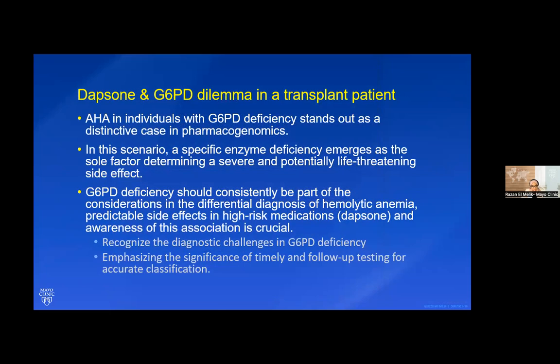So, the Dapsone and G6PD dilemma in transplant patients. As you can see, acute hemolytic anemia complications, although identified 80 years ago, still stand out as a distinctive case in pharmacogenomics. In this scenario, a specific enzyme deficiency emerges as the sole factor determining a severe and potentially life-threatening side effect. So G6PD deficiency should always be part of our differential diagnosis of AHA, and of predicting the side effects of specific high-risk medications like Dapsone in this case.